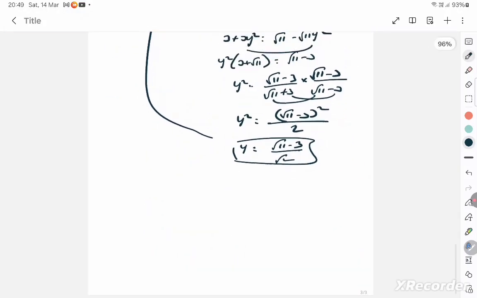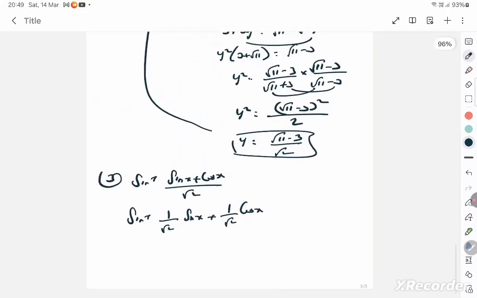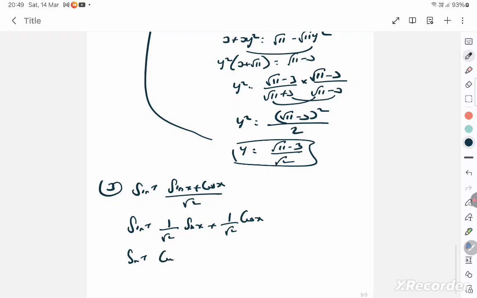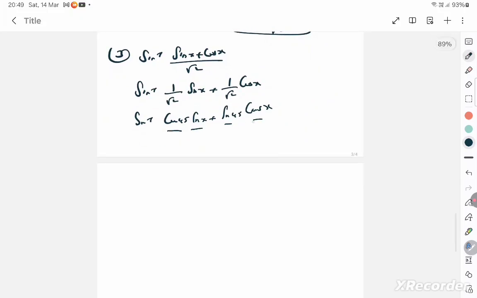So let's go to the next sum, which is the third subdivision. Simplify sine inverse of sin x plus cos x by root 2. You can write this as sine inverse of 1 by root 2 sin x plus 1 by root 2 cos x, because I know it is a triplet. So sine inverse of cos 45 sin x plus sin 45 cos x. Why? Because that's when I'll get sin a cos b plus cos a sin b, which is sin of a plus b, sin of 45 plus x. Sine inverse and sin get cancelled, pi by 4 plus x is your answer.